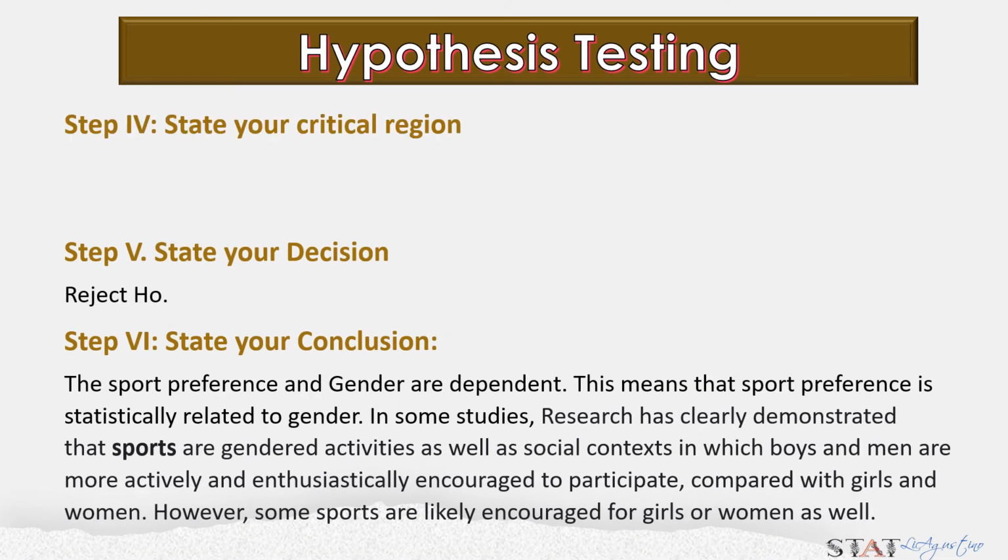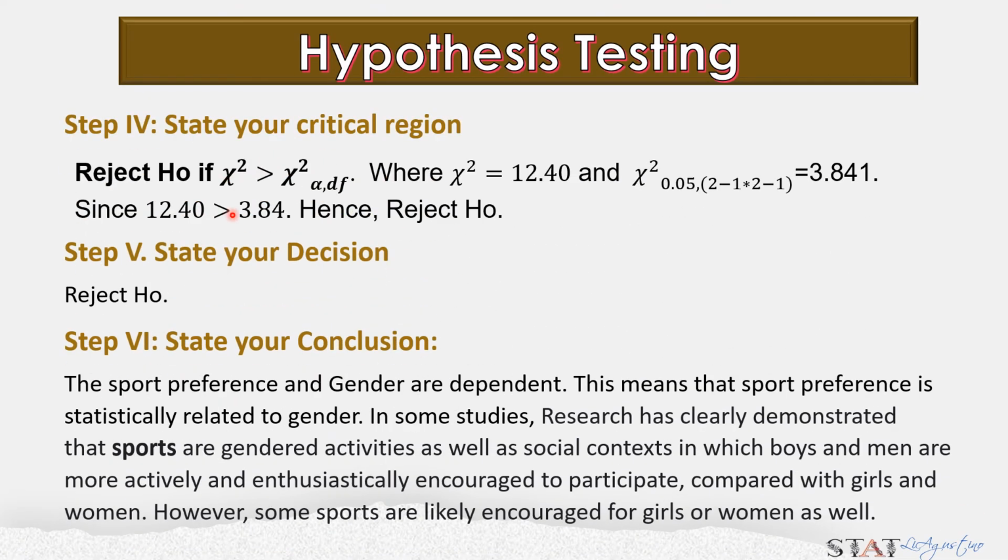So now, applying the steps of hypothesis testing, this is our critical region. And then we state our decision based on our critical region: we reject H0. So by conclusion, the sport preference and gender are dependent. You have to base it on your hypothesis. So they are dependent. This means that sport preference is statistically related to gender. In some studies, research has clearly demonstrated that sports are gendered activities as well as social contexts in which boys or men are more actively and enthusiastically encouraged to participate compared with girls and women. However, some sports are likely encouraged for girls or women as well.